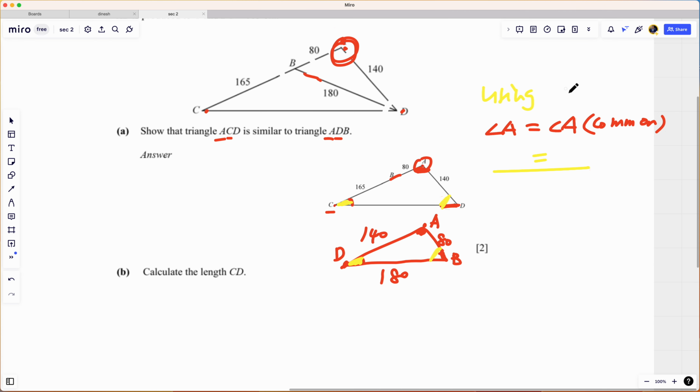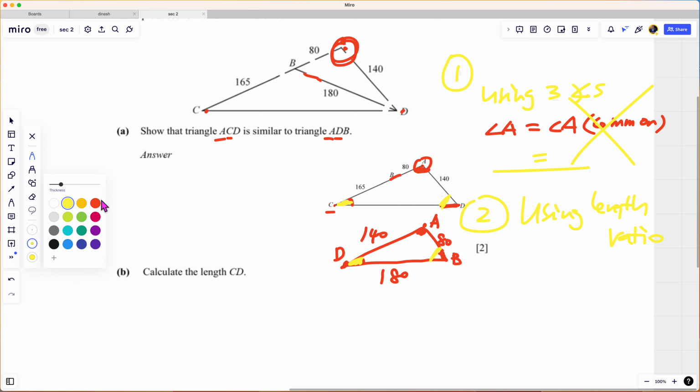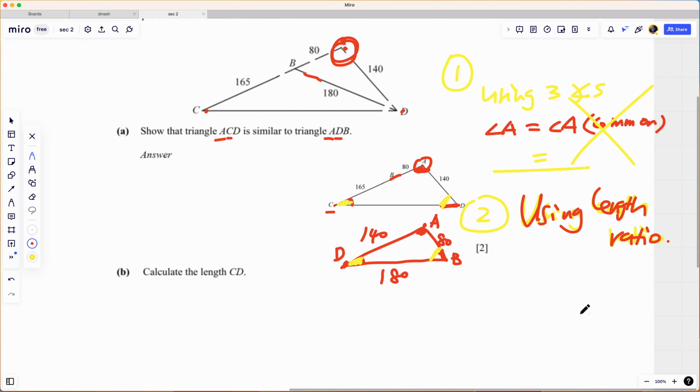So using three angles fails. Cannot. So the first approach, using three angles, fails. So you need to use approach 2, using length ratio. Approach 2 is using length ratio. Okay, how to use length ratio?